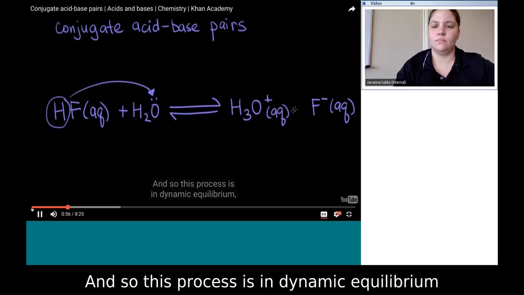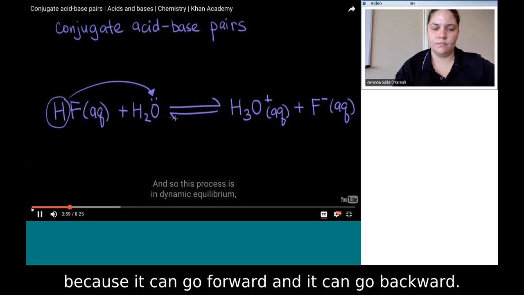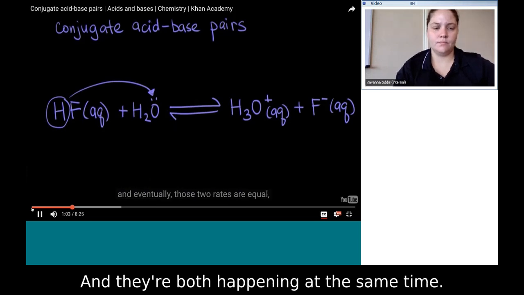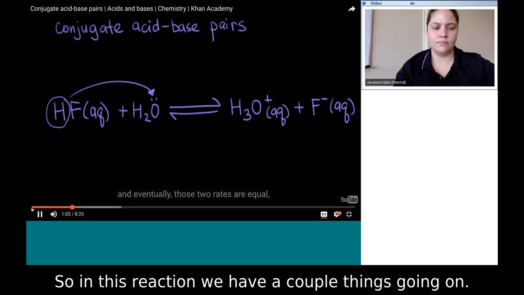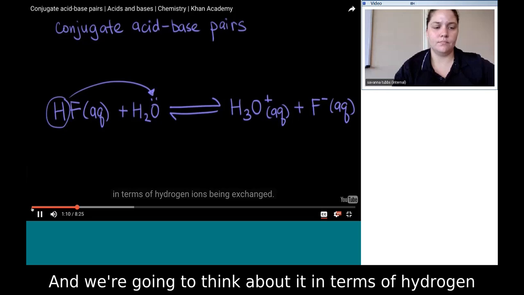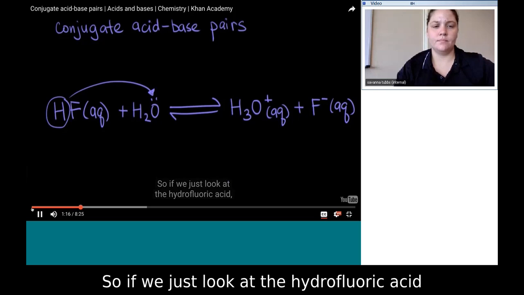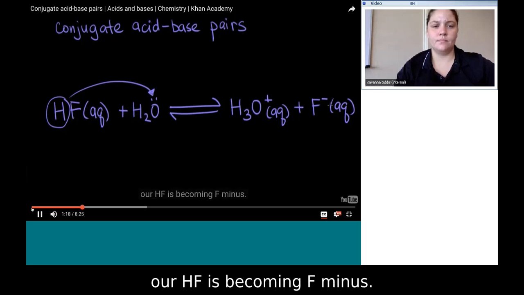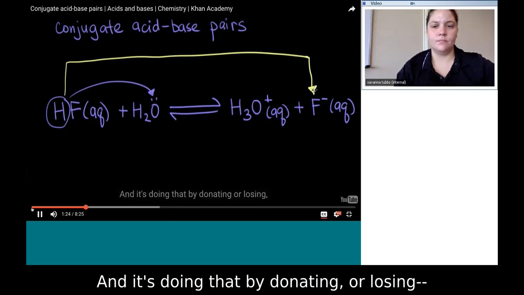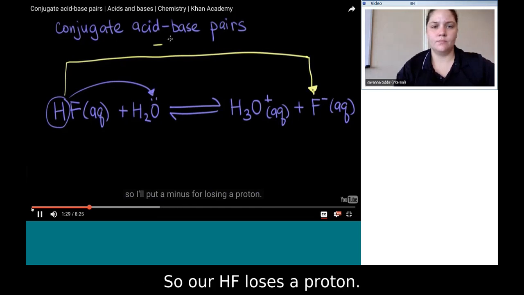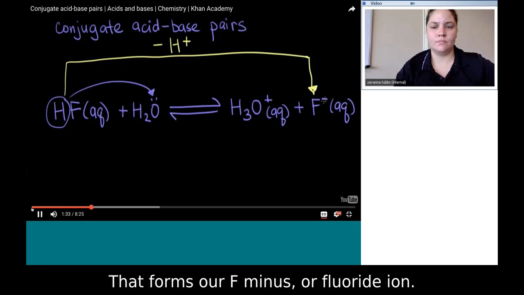And so this process is in dynamic equilibrium because it can go forward and it can go backward, and eventually those two rates are equal and they're both happening at the same time. So in this reaction, we have a couple things going on, and we're going to think about it in terms of hydrogen ions being exchanged. So if we just look at the hydrofluoric acid and we look in the forward direction, our HF is becoming F minus, and it's doing that by donating or losing. So I'll put a minus for losing a proton. So our HF loses a proton. That forms our F minus, or fluoride ion.